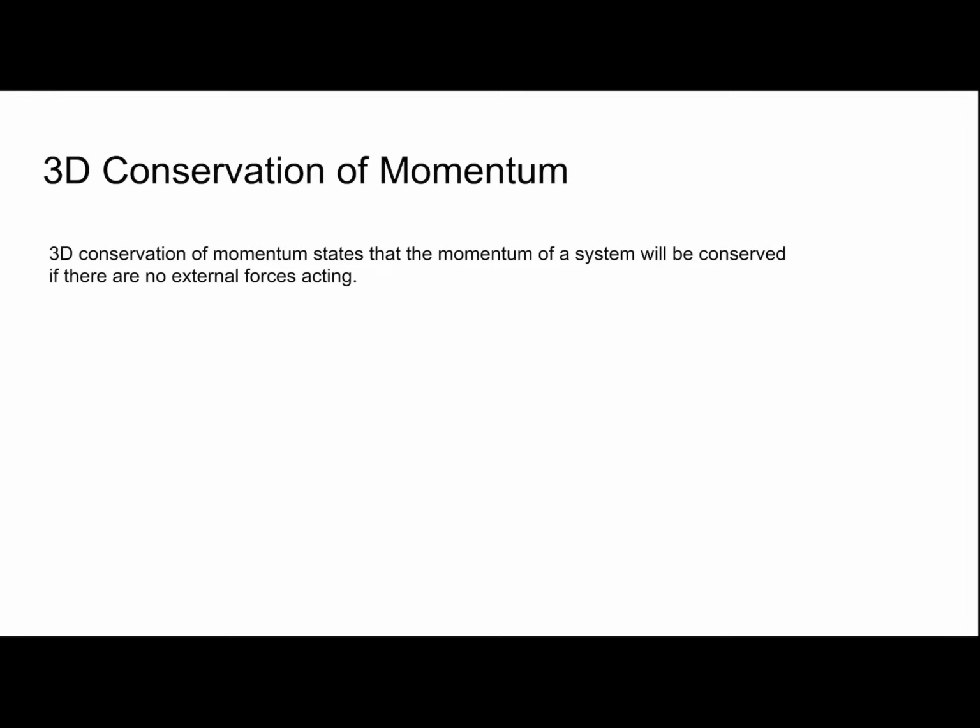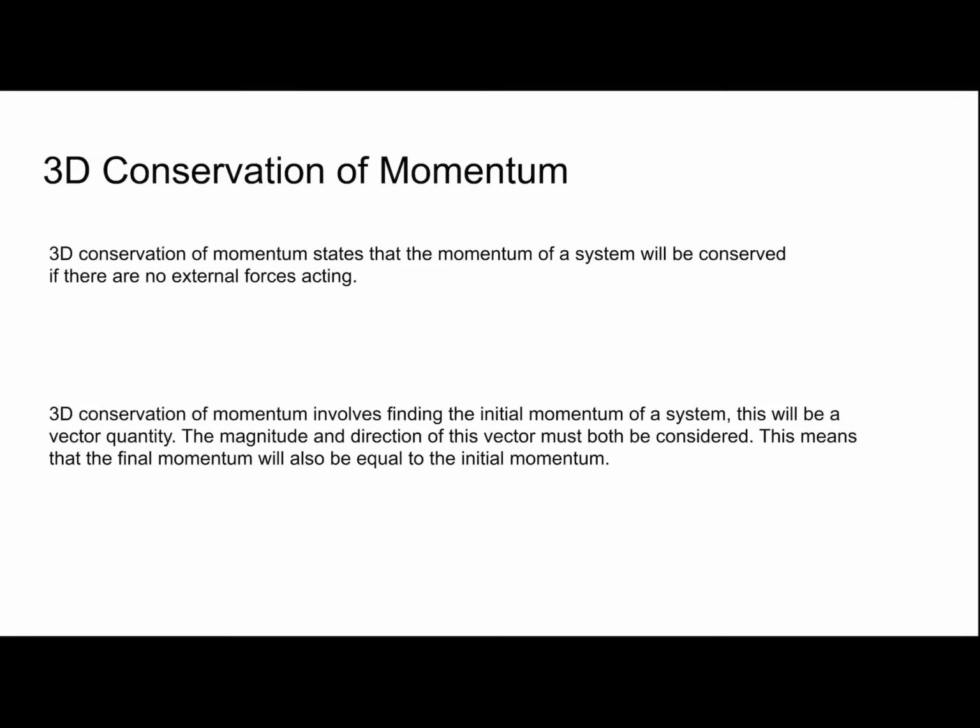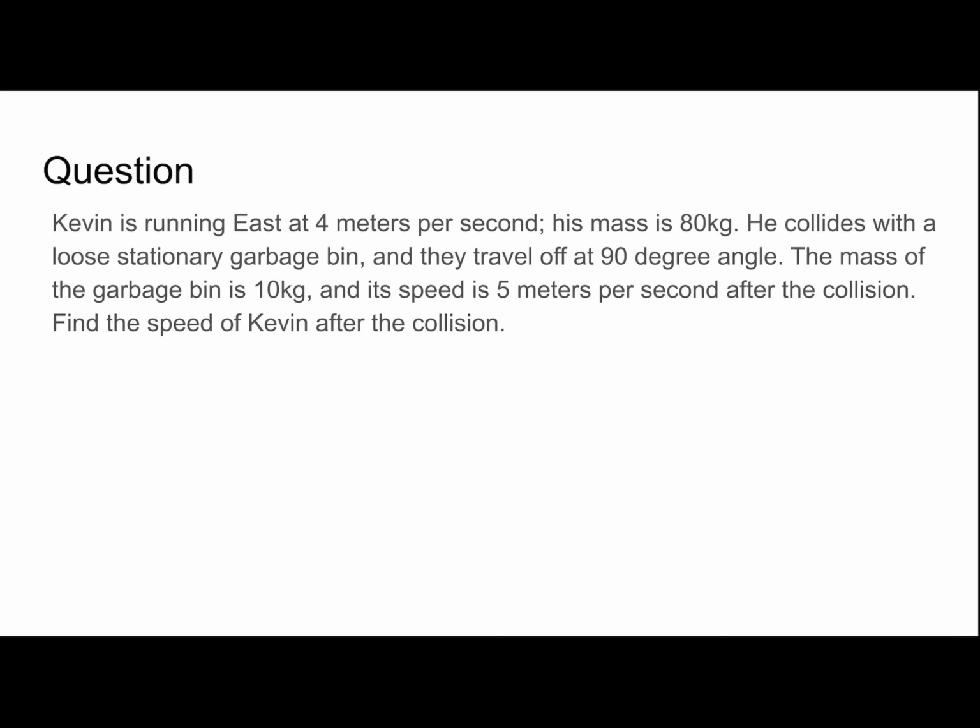3D conservation of momentum states that the momentum of a system will be conserved if there are no external forces acting. 3D conservation of momentum involves finding the initial momentum of a system. So this will usually be a vector quantity because momentum itself is a vector quantity. The magnitude and direction of this vector must both be considered, once again, because it is a vector quantity. This means that the final momentum will also be equal to the initial momentum, assuming there are no external unbalanced forces acting on the system.